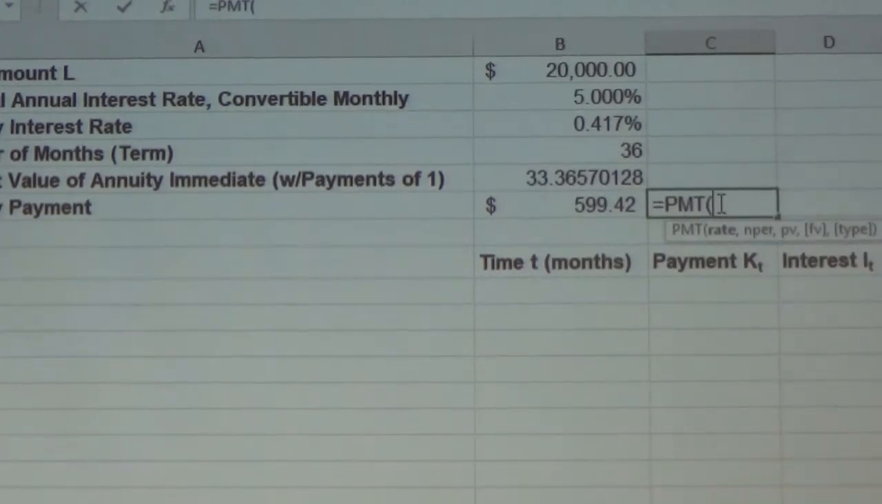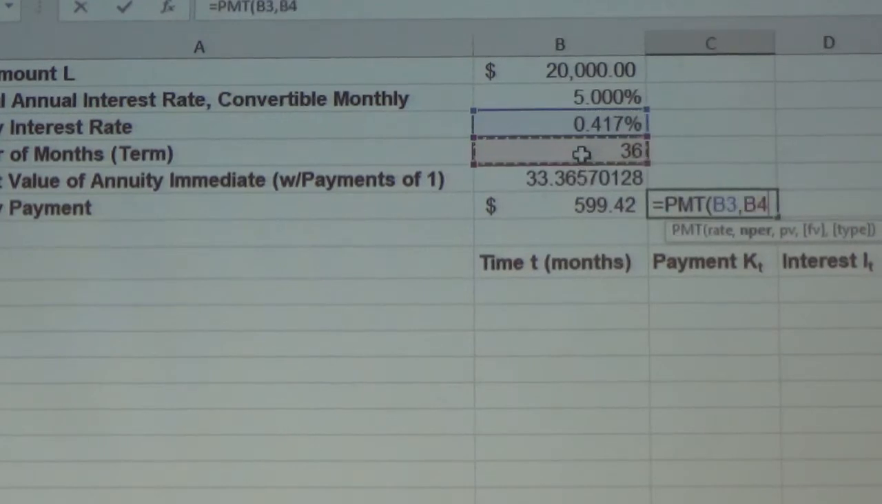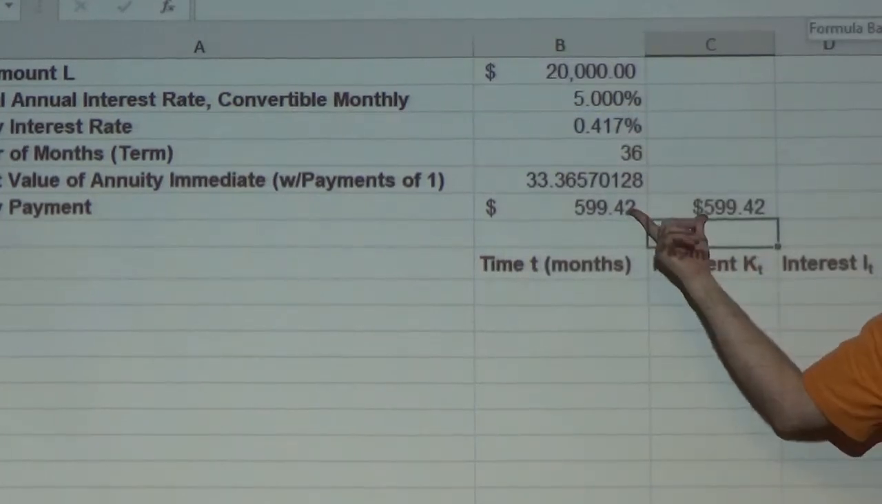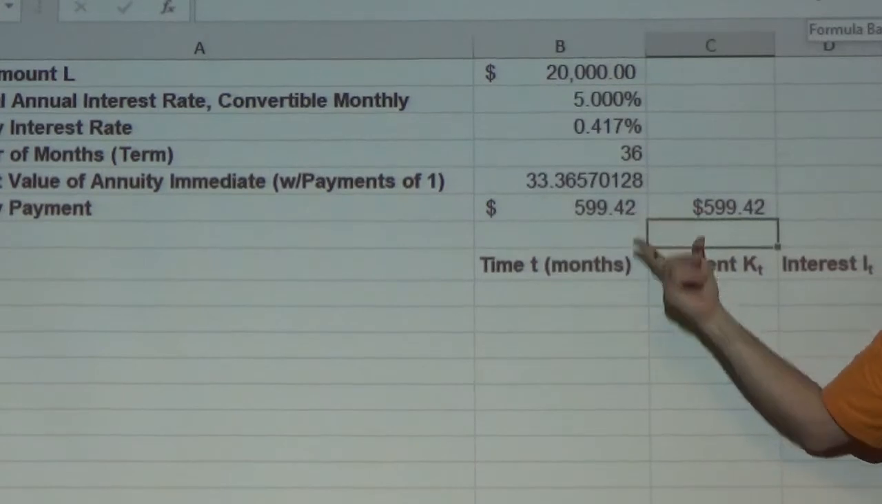So I'll put the rate in, cell B3, it's the monthly rate, number of periods, 36. Present value, put a negative sign, negative sign B1. Future value 0, type 0 for annuity immediate. And then you see these two numbers match. Okay? So it's good to see that.